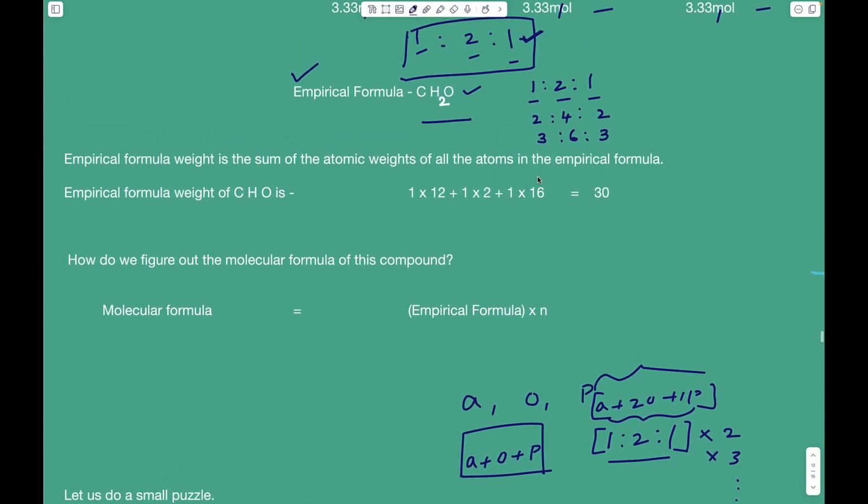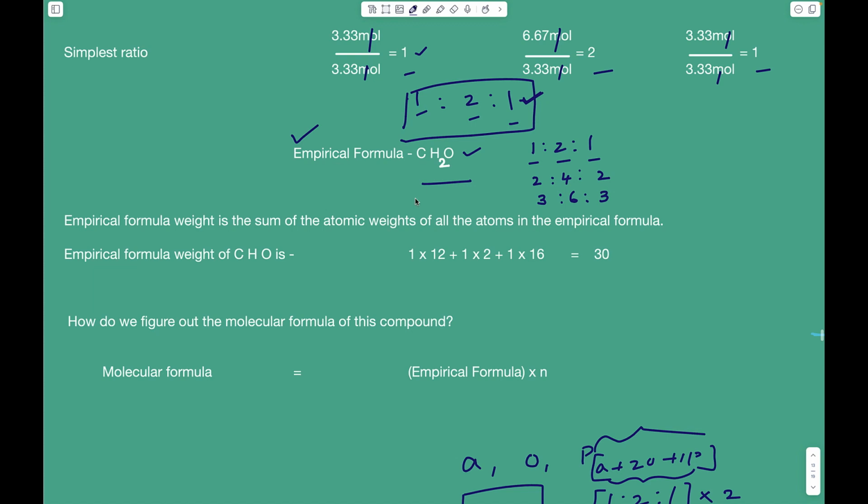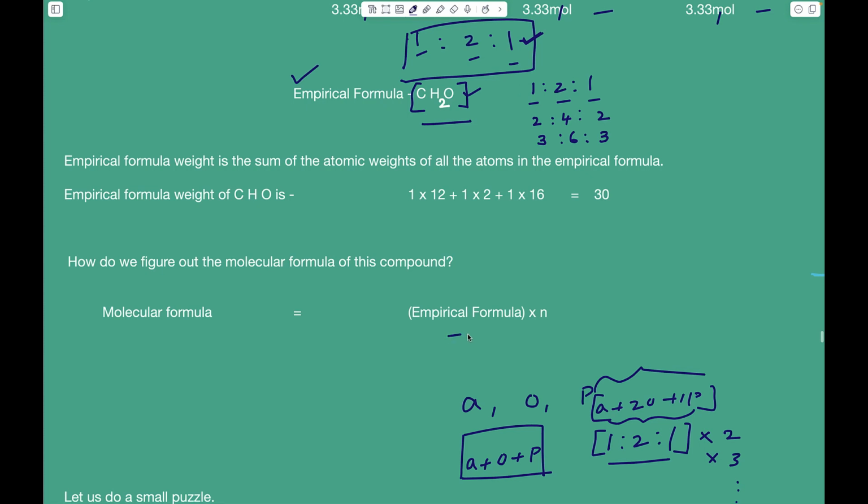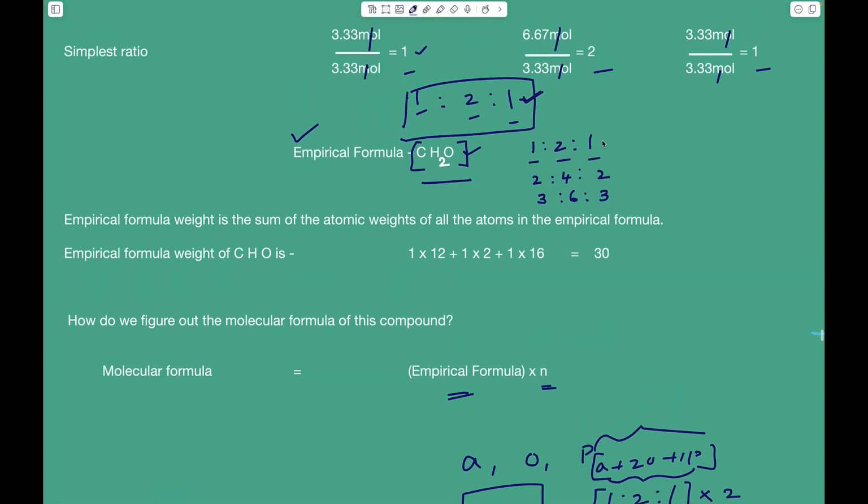That is how we figure out the molecular formula from the empirical formula. So this empirical formula guarantees that the molecular formula is an integral multiple of it. To get the molecular formula, you have to multiply this empirical formula with an integer. Otherwise, this ratio is not guaranteed. Think about it.